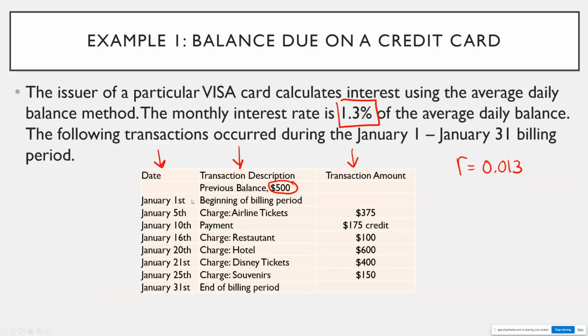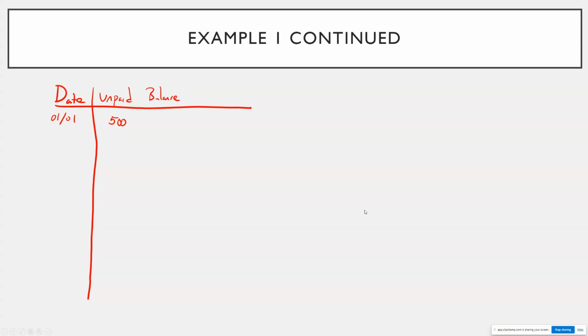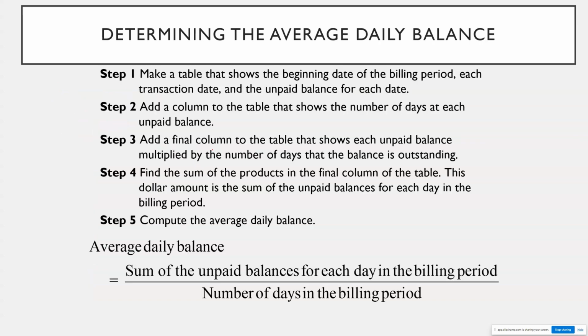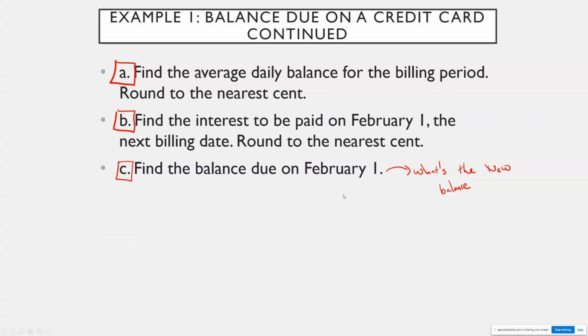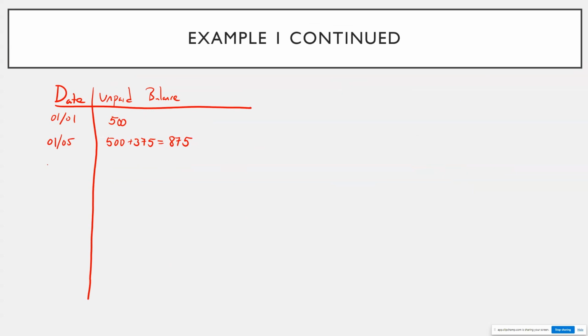Let's go look at the next transaction. On January 5th, this person purchased some airline tickets for $375. So we add that to the previous balance. Now they have an unpaid balance of $875. Let's go back. On January 10th, they made a payment of $175. If they made a payment, you would subtract that. So now their unpaid balance is only $700.